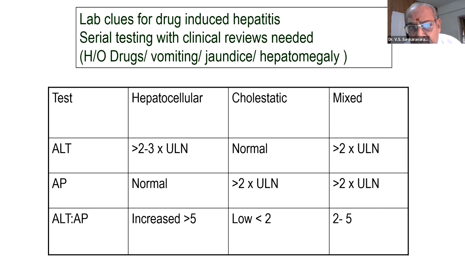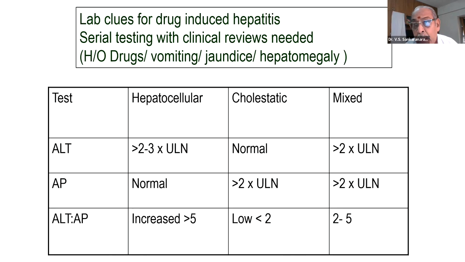In drug-induced liver disease, a very important thing is alkaline phosphatase, and the ALT to alkaline phosphatase ratio is a very dependable one. Of course, a ratio increased more than 5 is hepatocellular, low is cholestasis, and mixed is 2 to 5. But when do you suspect it? Up to 3 times the upper limit of normal of ALT is allowed when you give medicines, maybe ATT or some other medicine, anticonvulsants, etc. So if it is more than 3, probably you have to consider drug toxicity. If there is jaundice, definitely not pre-existing jaundice, after the drug, you have to suspect drug-induced toxicity.